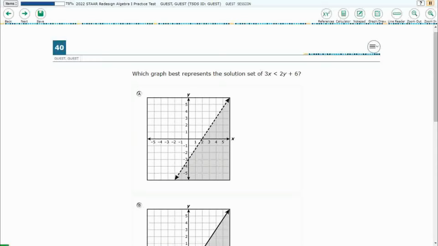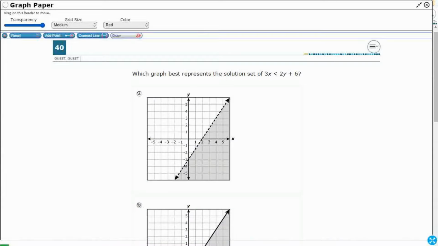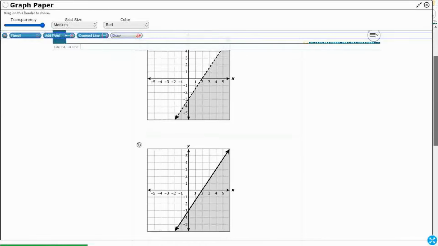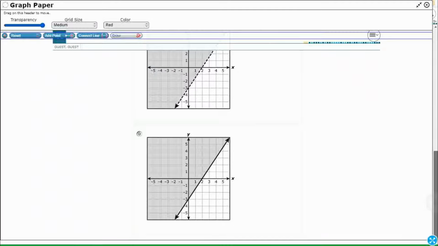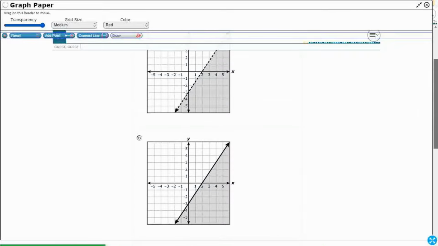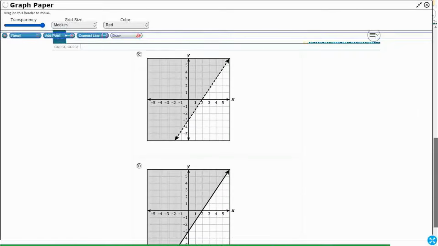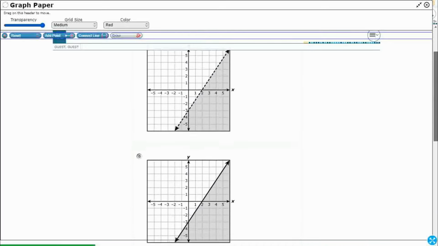So we need to find the solution set of 3x is less than 2y plus 6. I'm going to open up my graph draw feature here, increase the transparency. I don't really need to see any of those grids there. And here's the issue. I see that the same line seems to be drawn in all four of my answers. The only differences are lines A and C are dotted, whereas B and D are solid. And then C and D are shaded above the line, A and B are below the line.